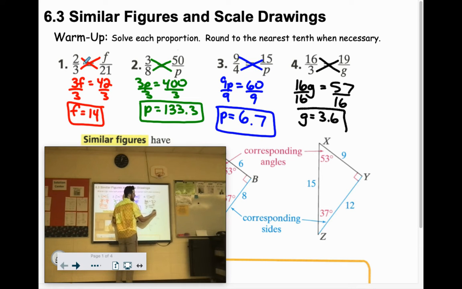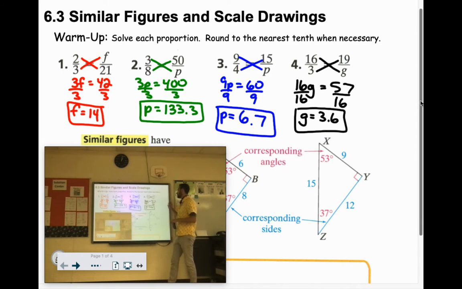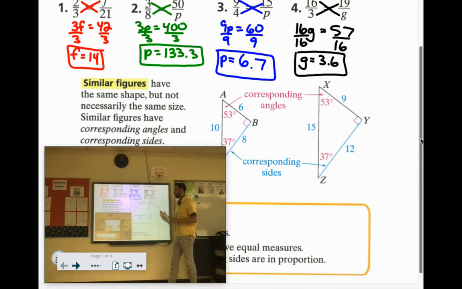So we're going to be doing that today, but we're going to be doing story problems or similar figures problems. The nice thing about similar figures is they're in proportion to each other. So they have great stuff here.